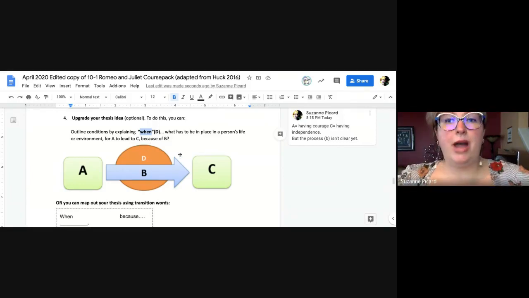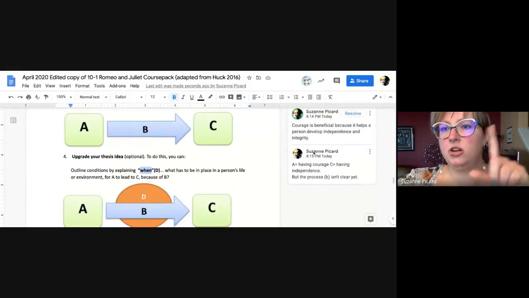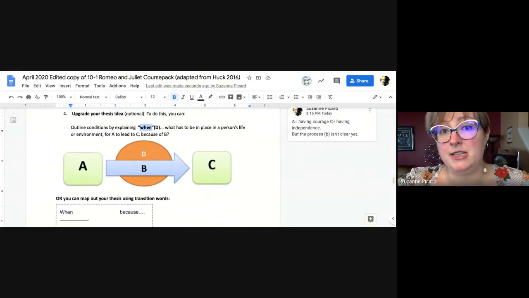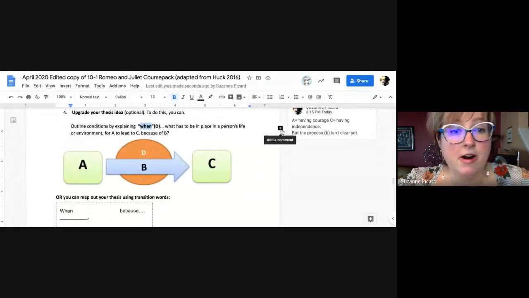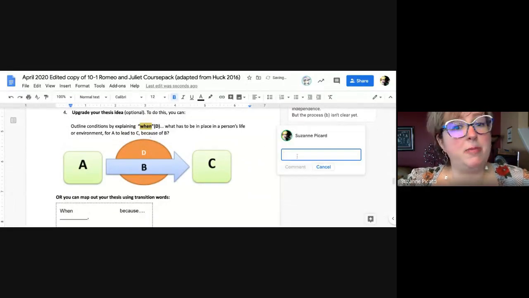So let's take a look at our when. So right now I've said so far, courage is beneficial because it helps you become independent, right? Okay, so let's set an environmental condition. Let's set that little B process. What is it that really helps Romeo become independent? Is he just suddenly independent?